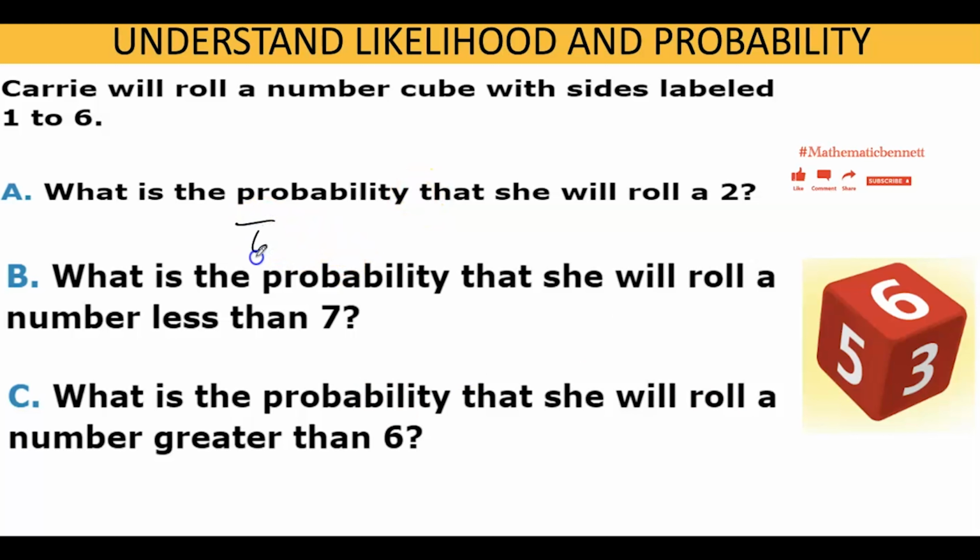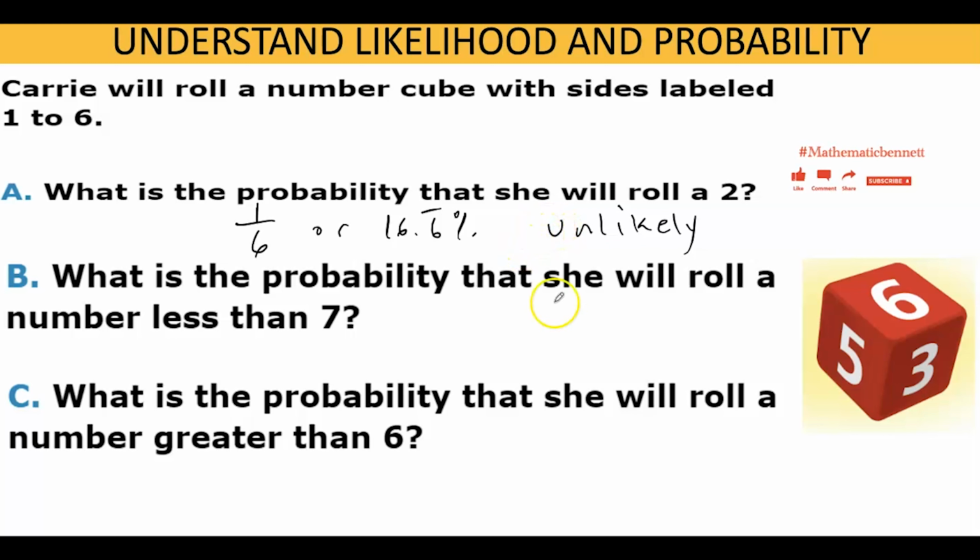We know there are 6 sections on the number cube, but there's only one 2, so that's 1 out of 6, or 16.666%. So the likelihood of this happening is unlikely. If she rolls the number cube, it's very unlikely she would get a number 2.